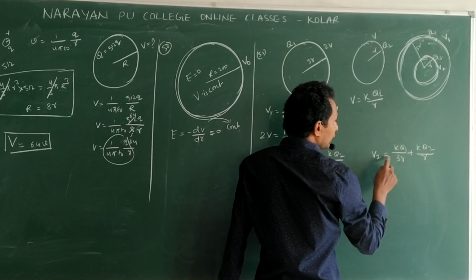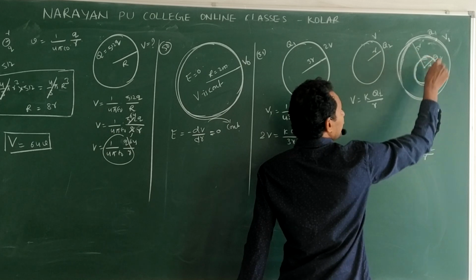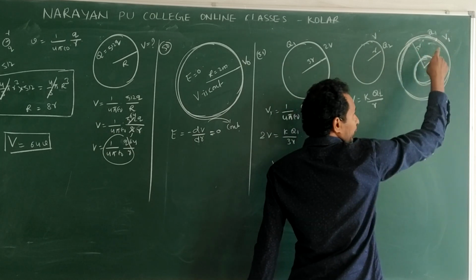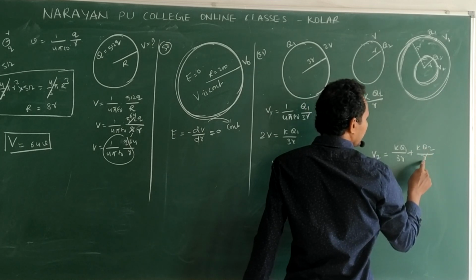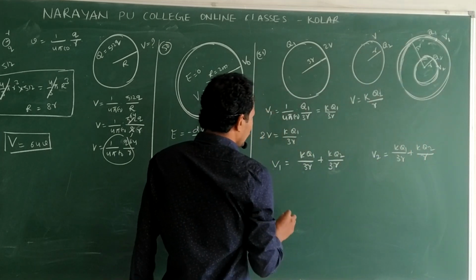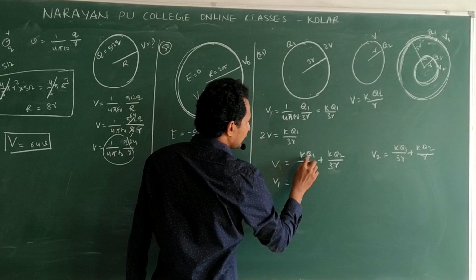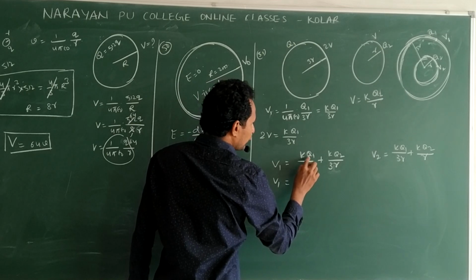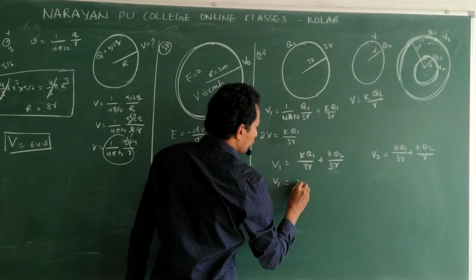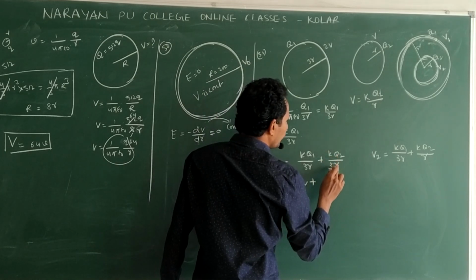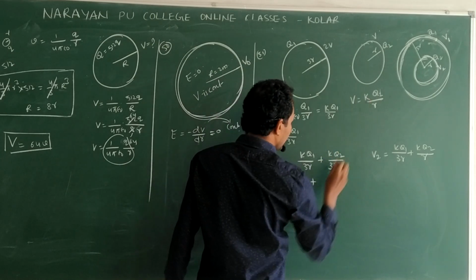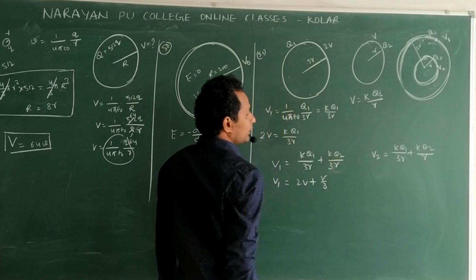K Q1 by 3R, this is the inside. Inside potential is constant for the bigger sphere. And this is the potential due to the small sphere, K Q2 by R. Now V1, this I can write. K Q1 by 3R is what? 2V. Plus K Q2 by R is what? V. This we can write V by 3.